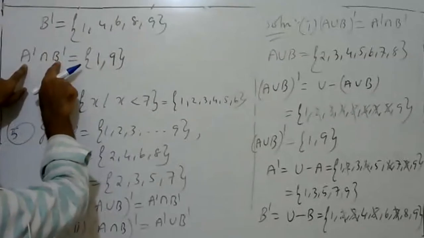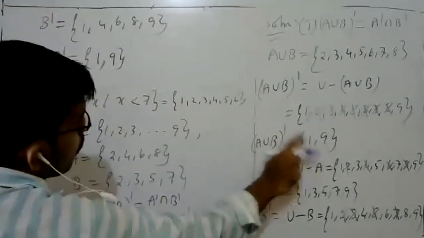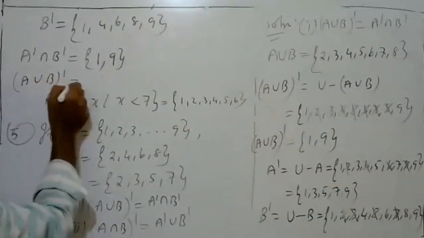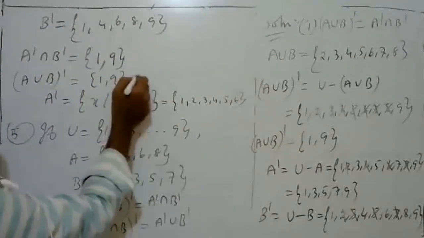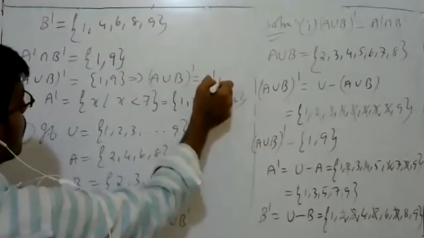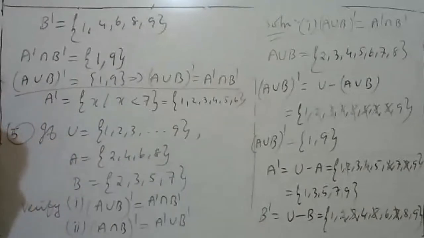So A complement intersection B complement is 1, 9. What is your A union B the whole complement? This is also 1, 9. Which implies A union B the whole complement is equal to A complement intersection B complement. Please take that. This is our first problem.